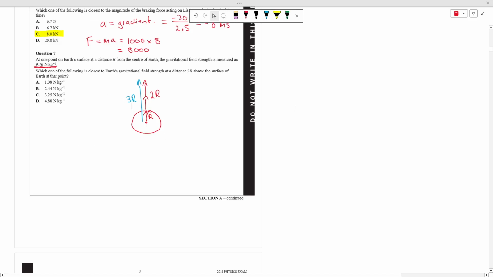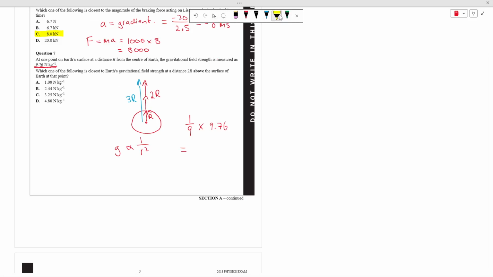Now, due to the inverse square law, the gravitational field strength is inversely proportional to the square of the distance, which means if we triple the original distance, then our gravitational field strength becomes 1 over 3 squared of the original gravitational field strength. So all we've got to do is work out what's 1/9 of the original field strength, 9.76. 1/9 being 1 over this 3 squared. So that is about 1.08.